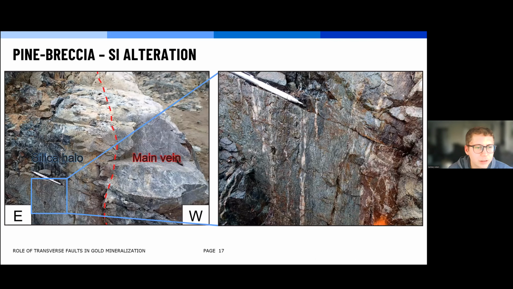So here you can see the clear divide between the main vein and the silica halo. The main vein replaces the mafic volcanic texture with a massive crystalline quartz, while the silica halo is strongly sheared with boudinage quartz veinlets and some sinistral quartz shear bands. And the silica alteration tends to be very closely tied to mineralization.